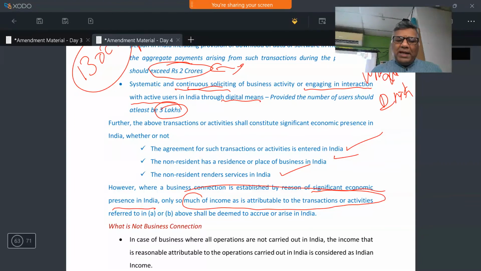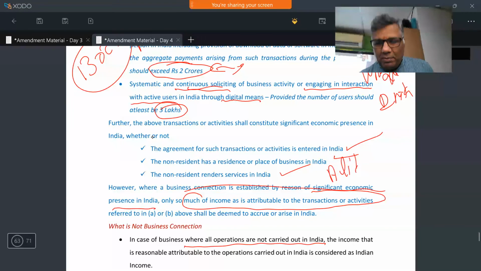Normally, in case of business where all operations are carried out outside India, there is no business connection. But in digital marketing, every activity is carried on outside India only. We all know this website Alibaba.